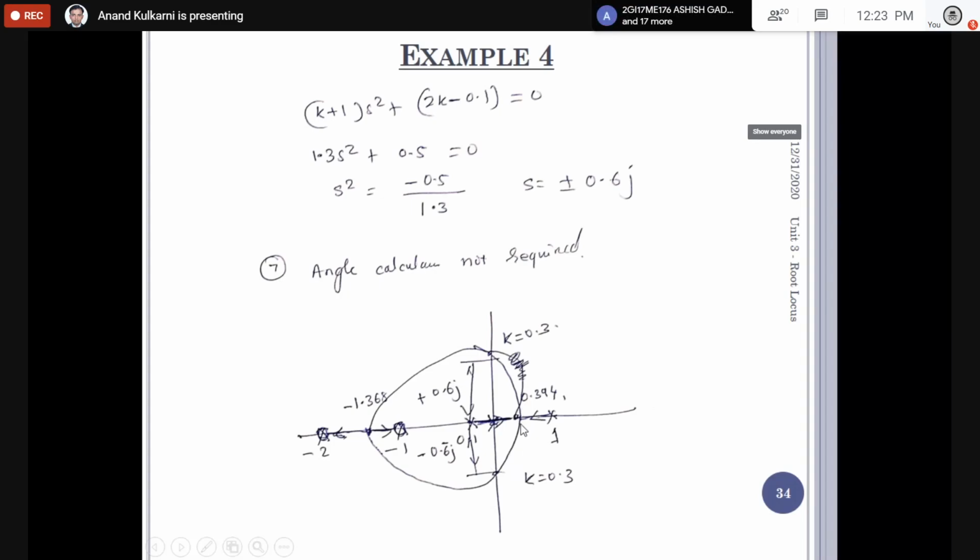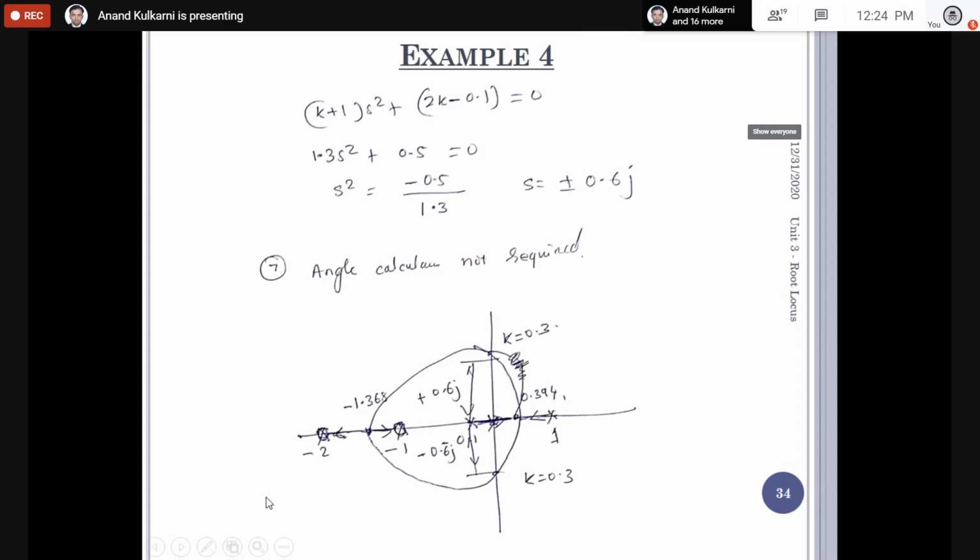And then I have plotted this curve between plus 1 and plus 0.1, minus 0.1 poles. There is one breakaway point. That breakaway point is 0.394. So the root locus starting at plus 1 will come to that breakaway point. Similarly, the root locus coming from minus 0.1 will also have to come to that breakaway point. After they meet, they cross over like this, and they cross over the imaginary axis at 0.6j and minus 0.6j when the value of k is 0.3.